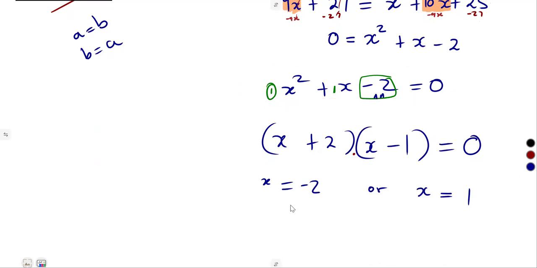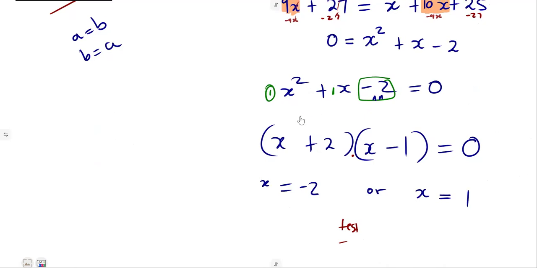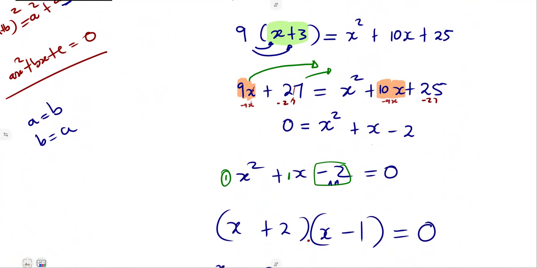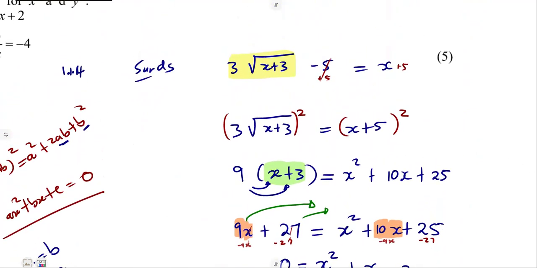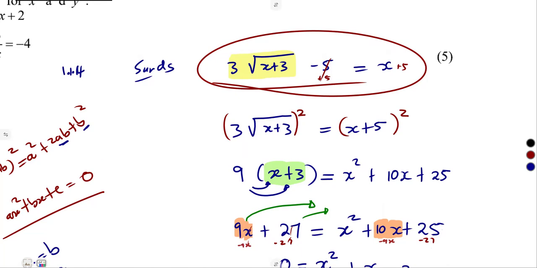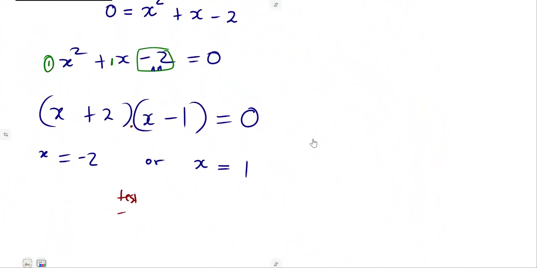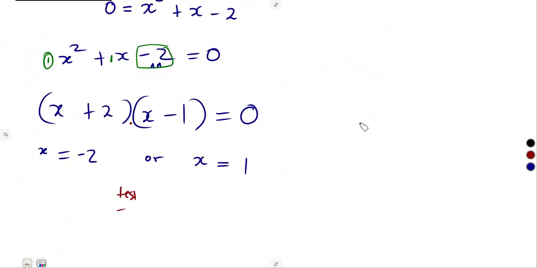But we must test these values to see if they are exact values for the given question. These are for this quadratic equation that we solved here. They satisfy that. But do they satisfy the original question that we're given here? We must test that, right? So taking into consideration the original equation that we're given, it was 3 square root of x plus 3, minus 5, and that's equal to x.